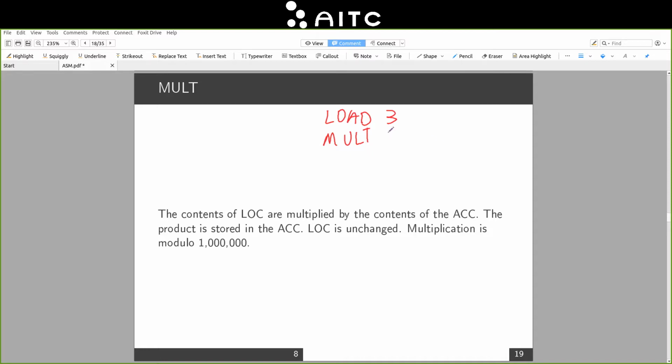And then MUL 2 and store A, and then load... no, and then we add 3 and store B. What will be the values of A and B? The value of A is equal to 6 and the value of B is equal to 18. It is simple.